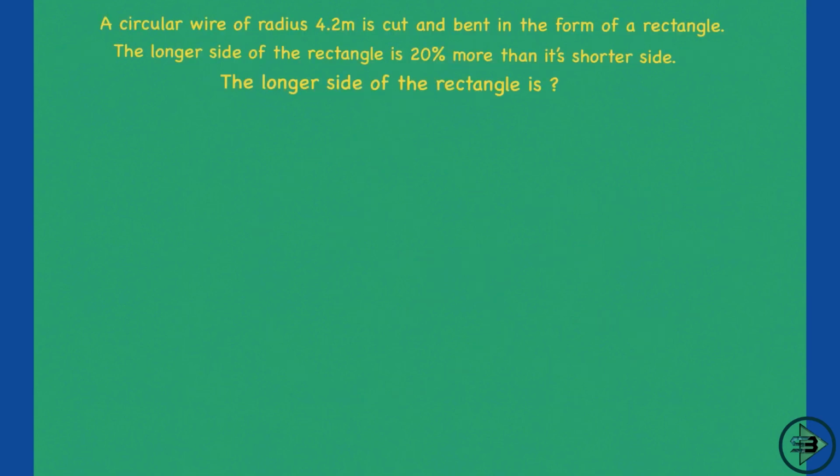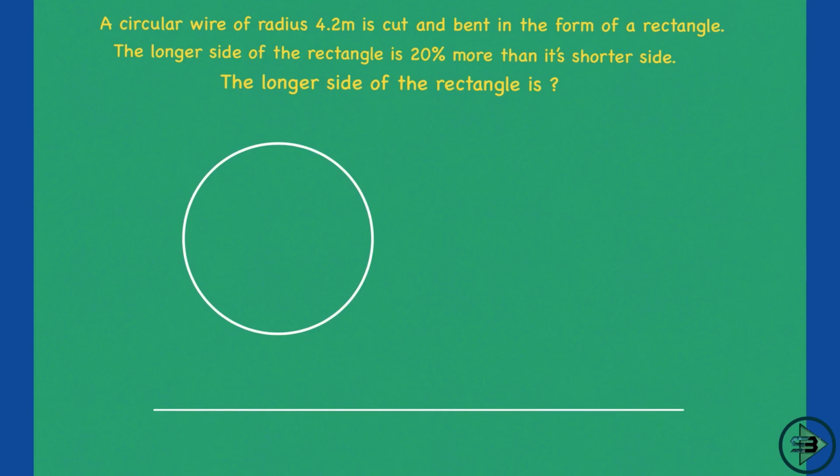Okay, next. A circular wire of radius 4.2 meter is cut and bent to form a rectangle. Okay, so let's just start with this. I have a circle and there's a circular wire. You can imagine this to be one wire. If I just cut and stretch this, this is how it will look. It will look like a straight line here.